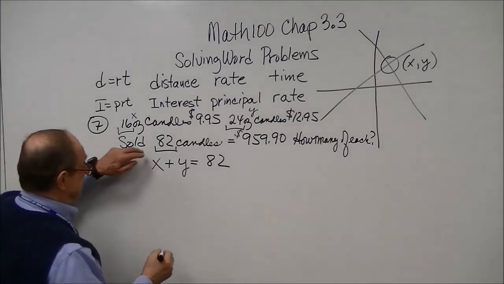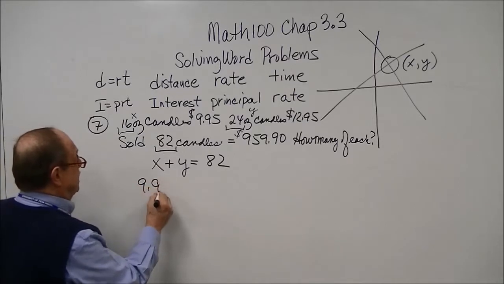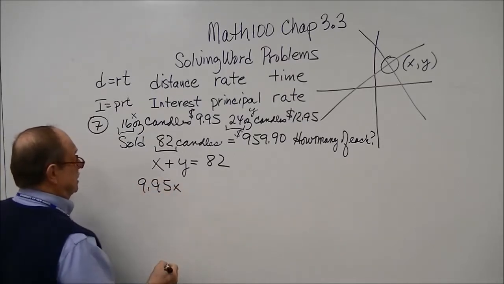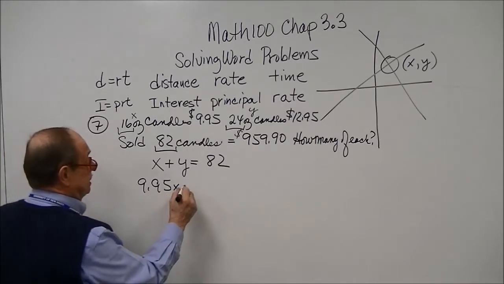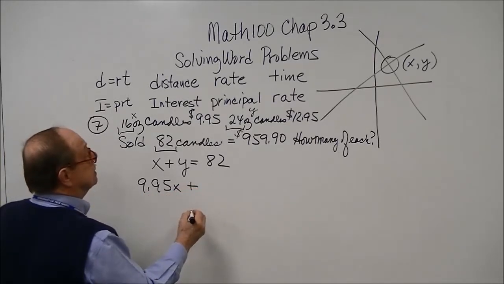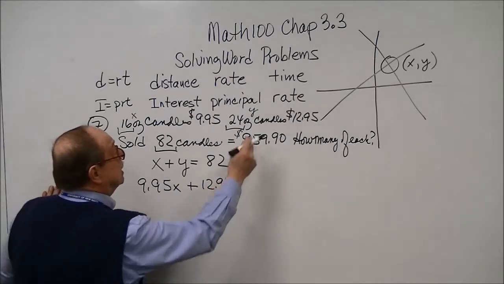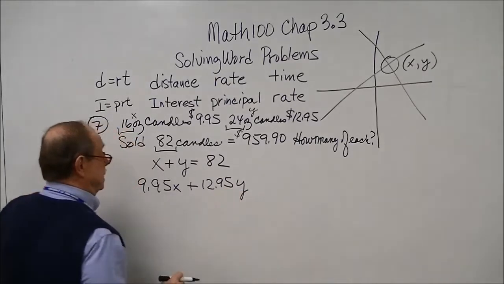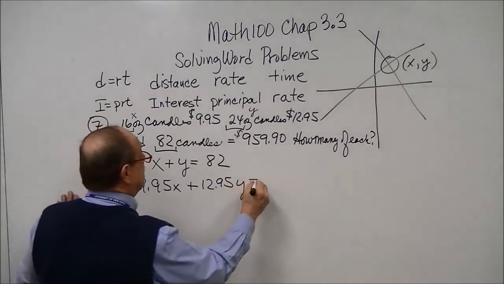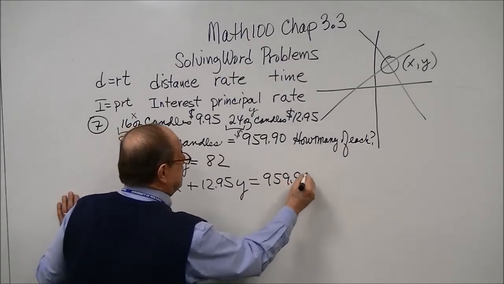And that the X candles are 995 times the number of X candles that were sold plus 1295 of the 24 ounce candles, which we're calling Y, and the total income was $959.90.